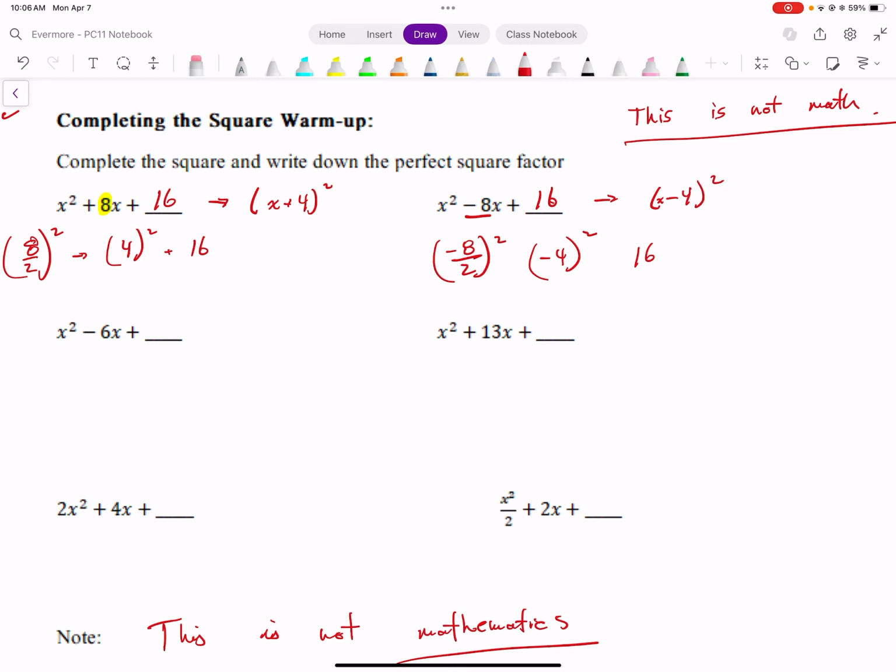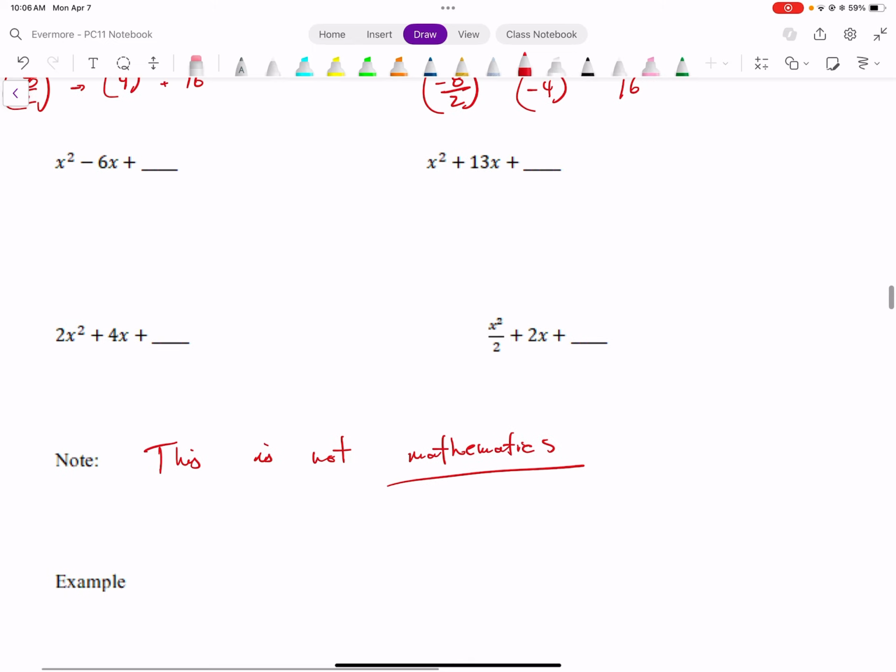All right, let's move on. If we want to complete the square, at the end, we want it to be, when factored, a binomial squared. So now I have x squared minus 6x plus some number, and that will be a perfect square.